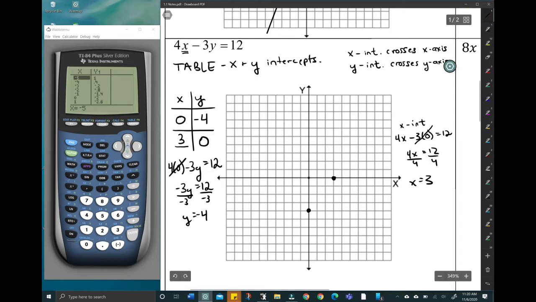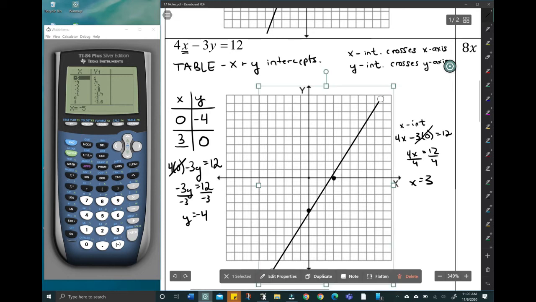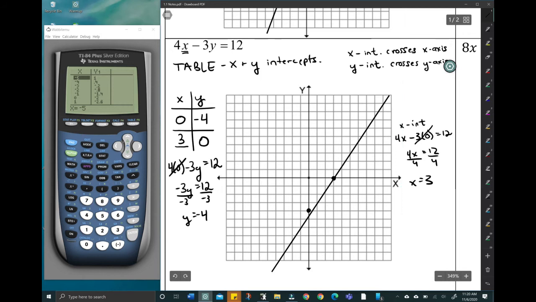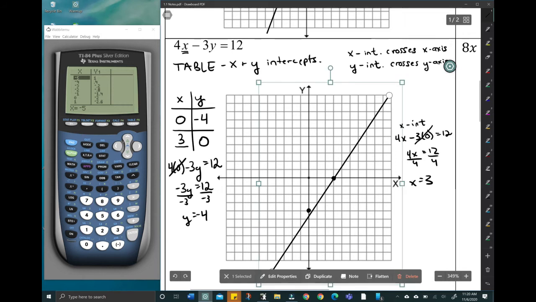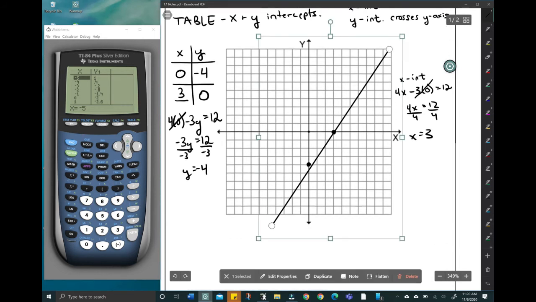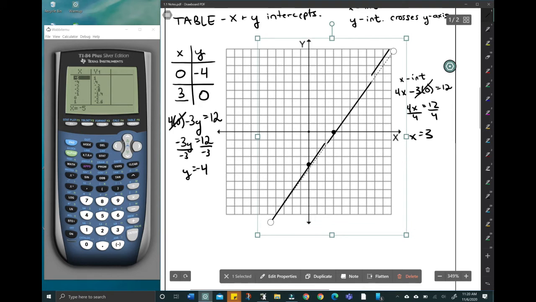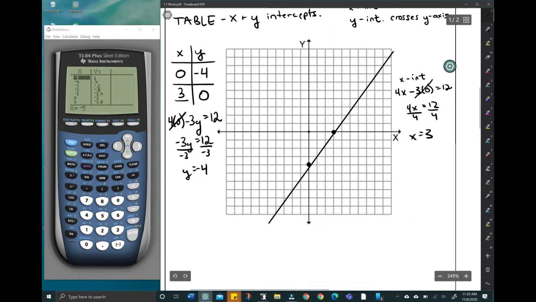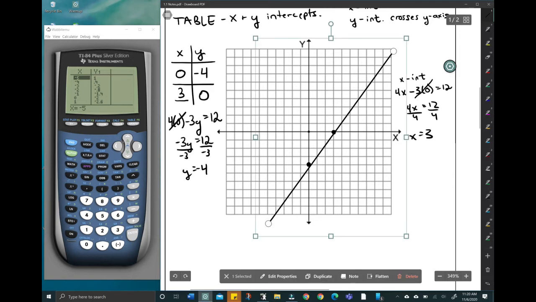You can play connect the dots as best as you can. And I'm going to fix it a little bit here and try and get it through everything. That makes it nice as you look through the problems. But that is the table method. You also have another method. I always like the table method. It helps you recognize the x and y intercepts. And I know I'm a little bit off here, but hopefully you get the idea.